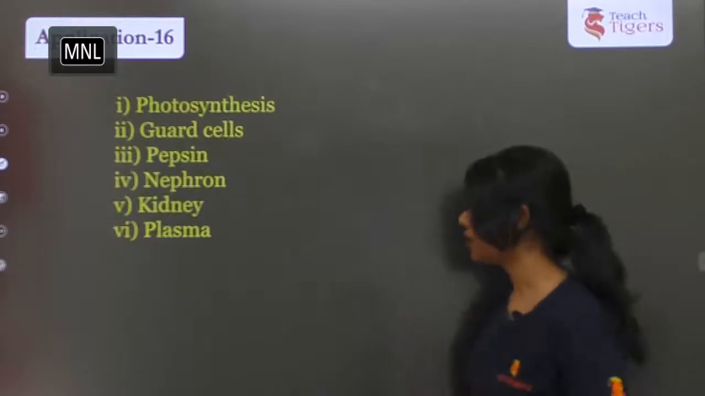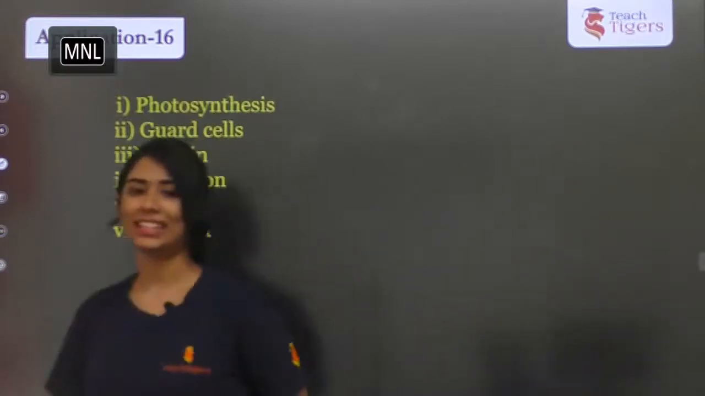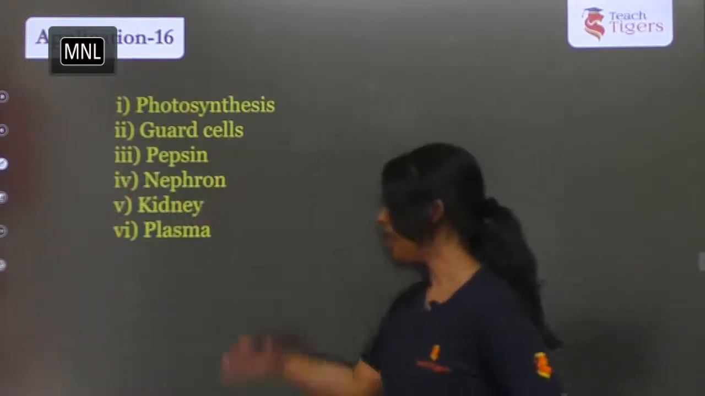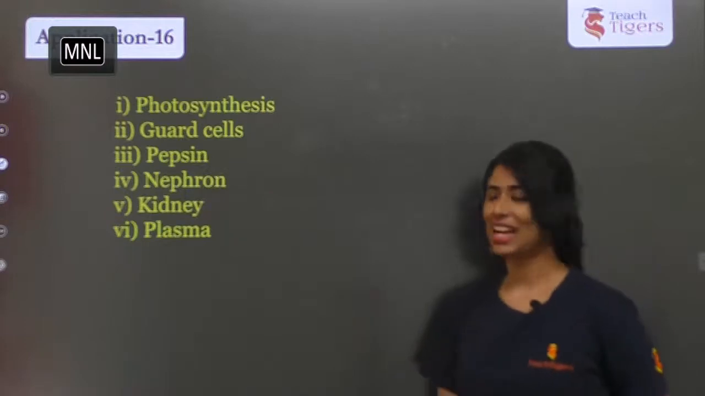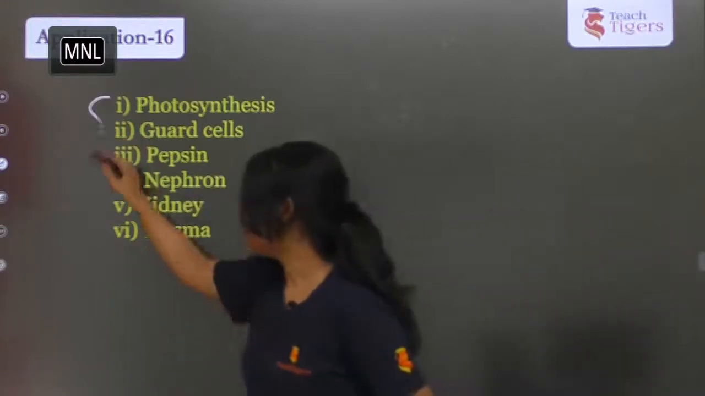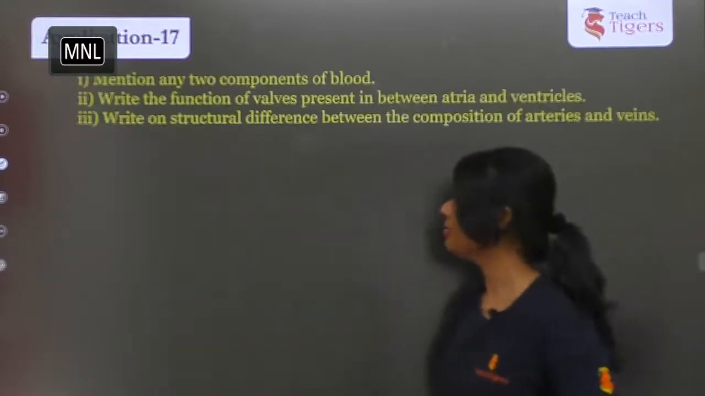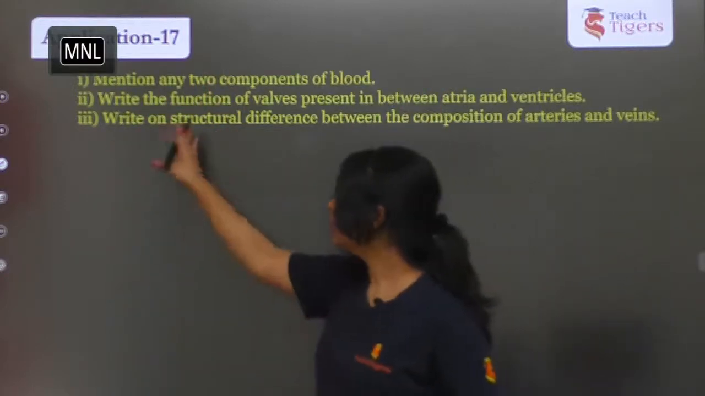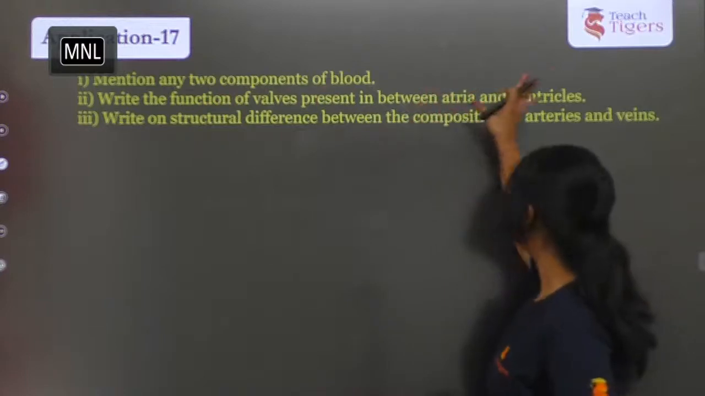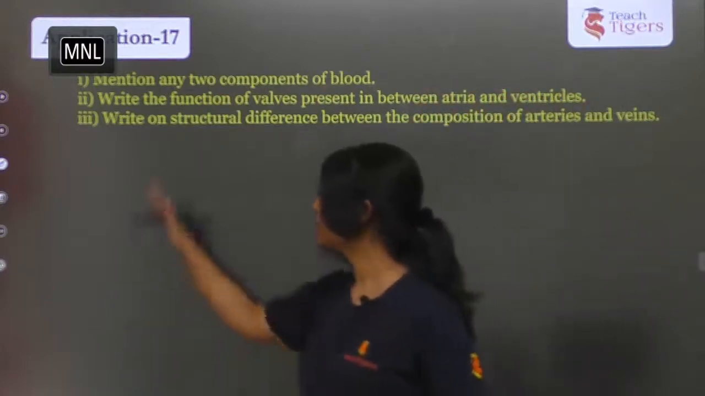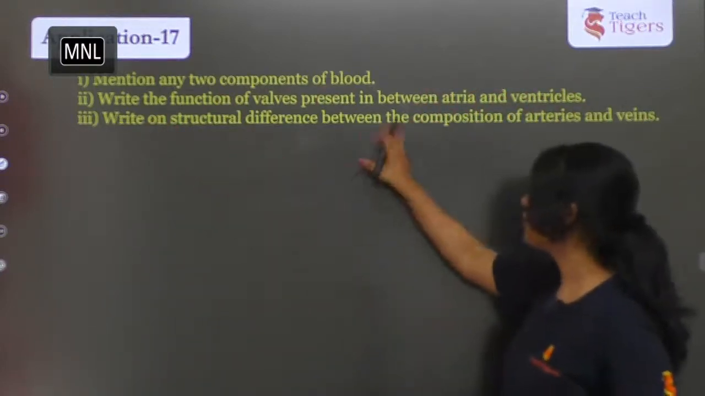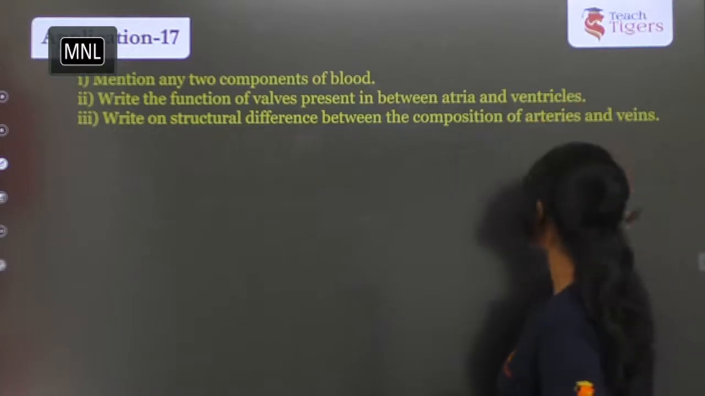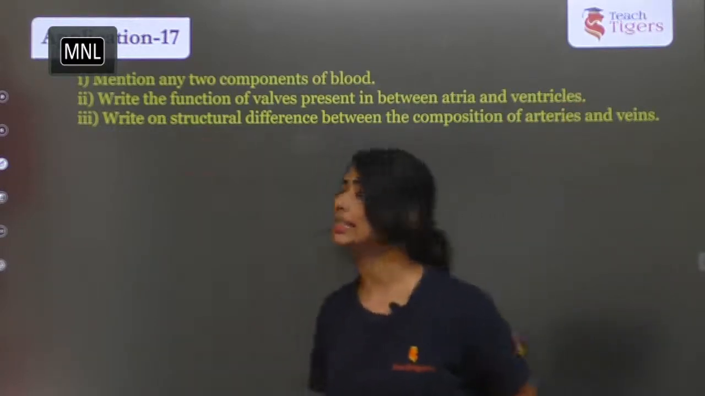So just cross check your answers once again. Yes, how many have you got correct? I hope all 6 of them are correct for you. Okay, so moving on, next question. Mention any 2 components of blood. Write the function of valves present in between atria and ventricles, and write one structural difference between the composition of arteries and veins. Yes, so let us discuss the answers.